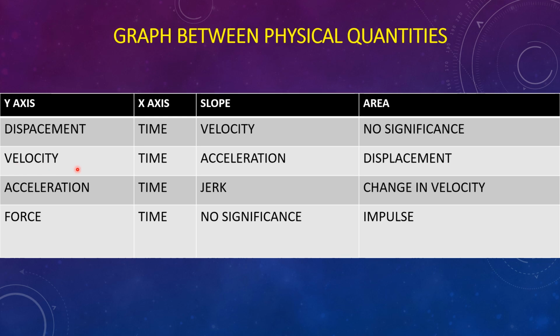In y-axis, if we are taking velocity and x-axis as time, so the slope will represent acceleration and the area will represent displacement. In y-axis, acceleration and x-axis time, so slope will be jerk and area will be change in velocity. The graph between force and time, slope will have no significance but area will represent impulse.